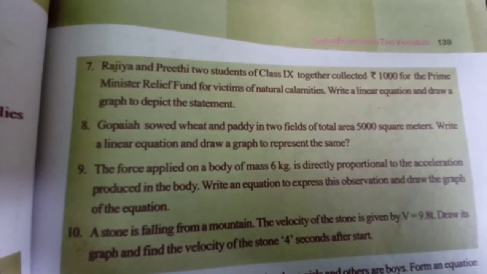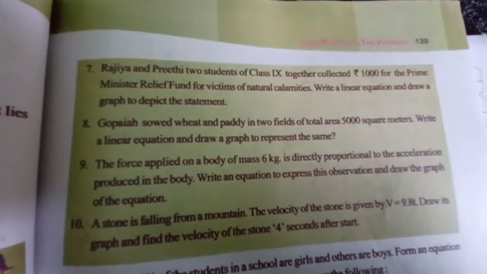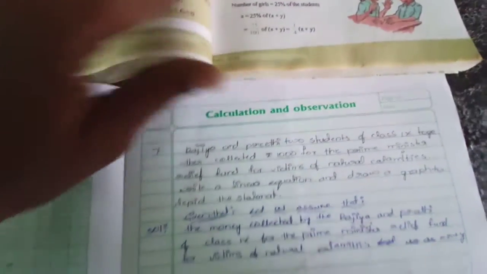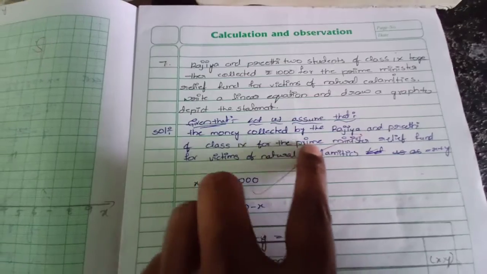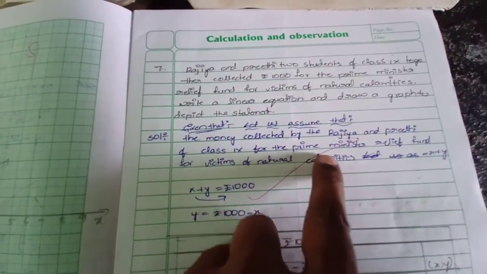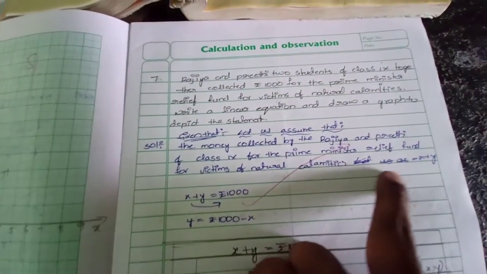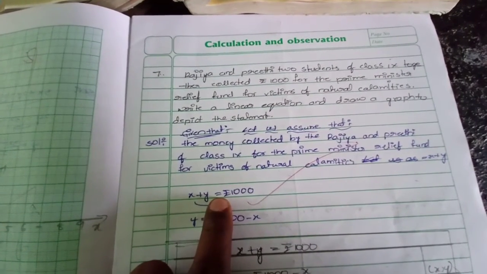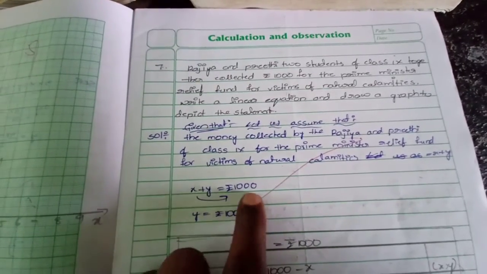So write the linear equations and draw a graph of the descriptive statement. First we have to write a linear equation. How to make a linear equation? See, who collected? The money collected by Rajia and Preeti of class 9 for the Prime Minister Relief Fund, for the victims of natural calamities. Rajia donated x rupees and Preeti donated y rupees. x plus y, together they gave 1,000 rupees. So x plus y equal to 1,000.